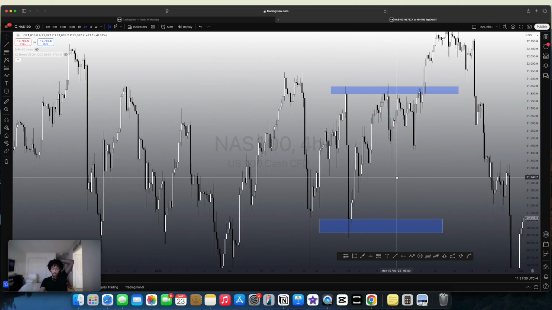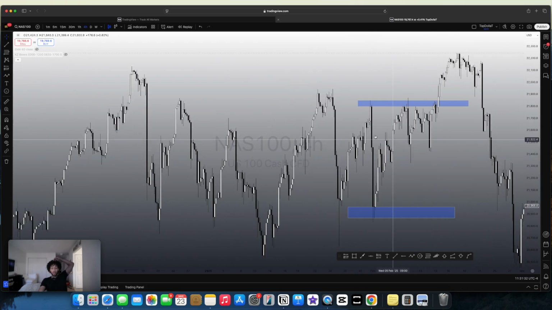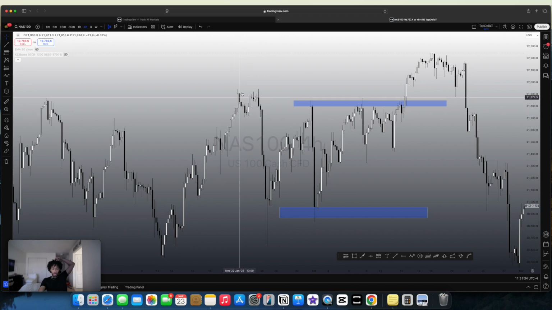Now, if I had to look at this right now and determine what the structure is, I would say it's down. Why? Because we had a double top here. This became the highs. This became the lows. It pulled back up toward the highs. It made new lows. So right now we're in a seller's market. So until it breaks this high, this is a seller's market.